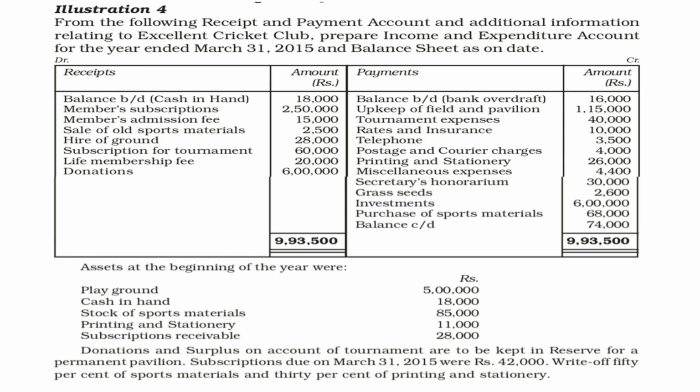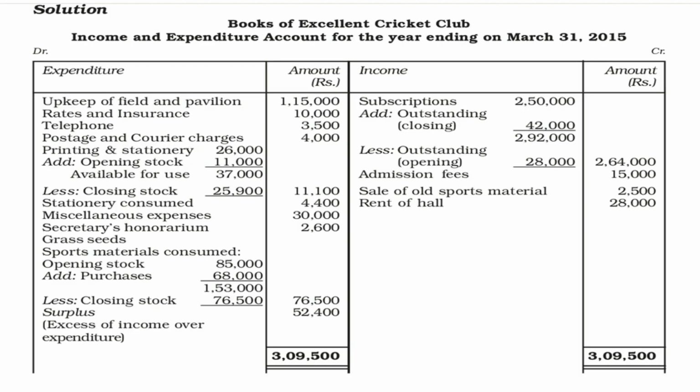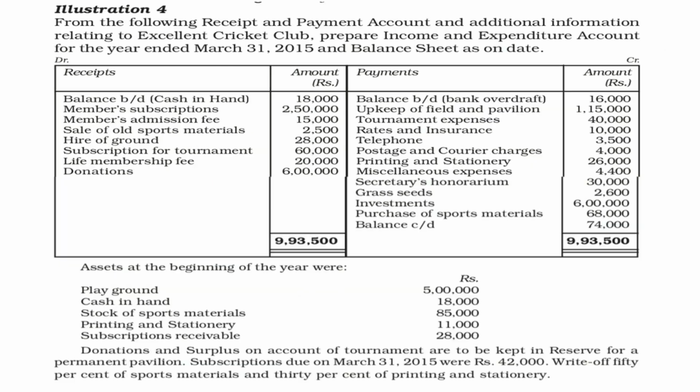Let's prepare the income and expenditure account first. The heading is Books of Excellent Cricket Club, Income and Expenditure Account for the year ending March 31st, 2015. Expenditure amount, income amount. Let's discuss the different items in the question one by one.